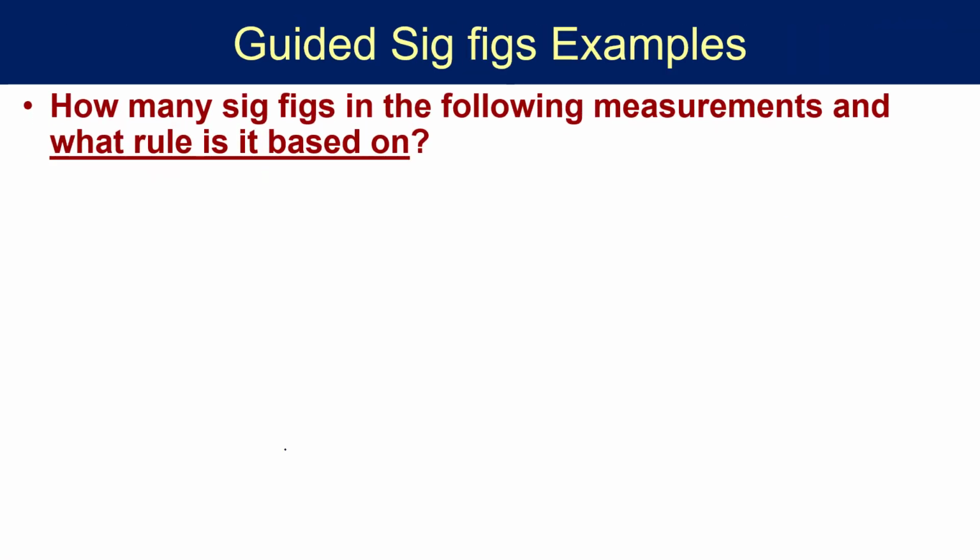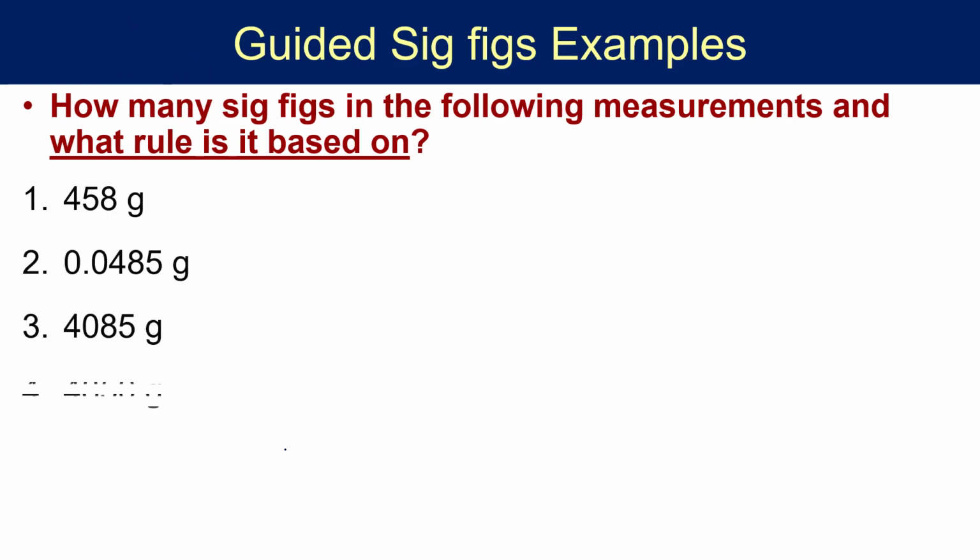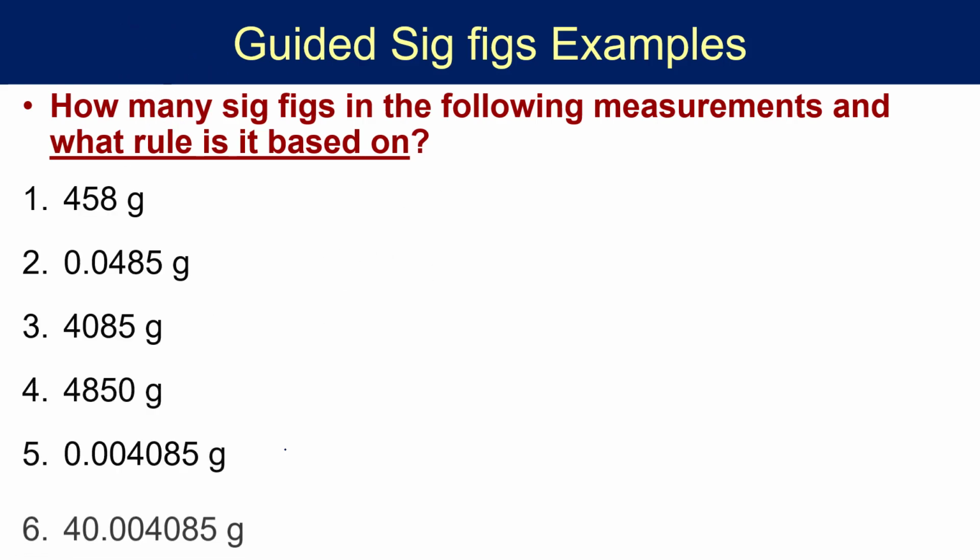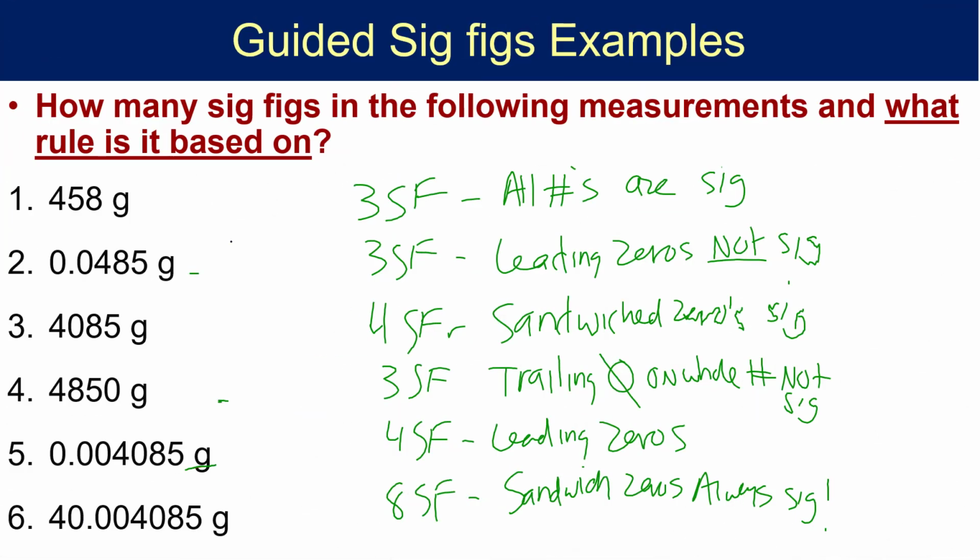Okay, what I'd like to do now is throw some numbers at you and see if you can identify how many significant figures in each of these values and what rule it's based on. And to help you, I'm going to walk you through this. So this is almost guided practice to help you through understanding significant figures. So pause the video now and try to figure out how many significant figures in each one of these. Unpause, and I'll put up the answers and walk you through it. Okay, let's take a look at all of these and see how you guys did.